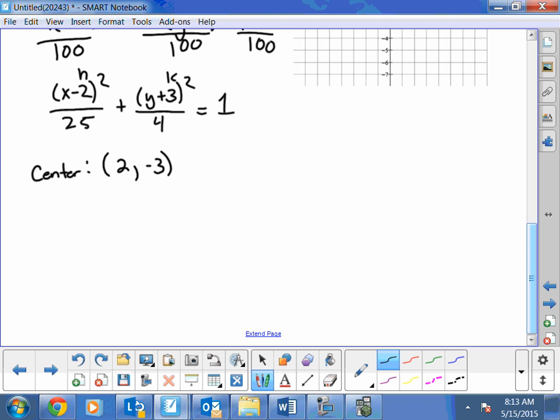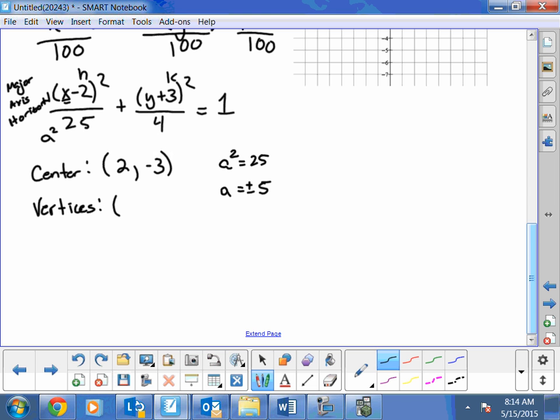Now with this one, you've got to keep in mind that the largest denominator is going to dictate which of these is a. This is the biggest denominator, so this is a squared, which means something important. If the a is in the x value, the major axis will be horizontal. And that's important because your foci are going to rely on that line. So right here, a squared is equal to 25, which means that a is equal to plus or minus 5. So my vertices, being that the major axis is on the x direction, are going to be plus or minus 5 from the center.